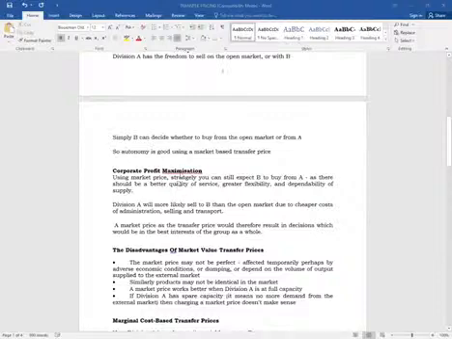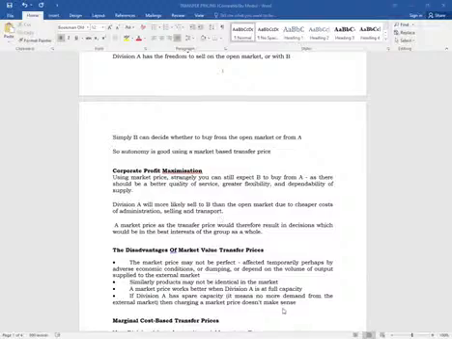Using market price, strangely, you can still expect B to buy from A, as there should be a better quality of service, greater flexibility, and dependability of supply. Division A will more likely sell to B than the open market due to cheaper costs of administration, selling, and transport. A market price as the transfer price would therefore result in decisions which would be in the best interest of the group as a whole.